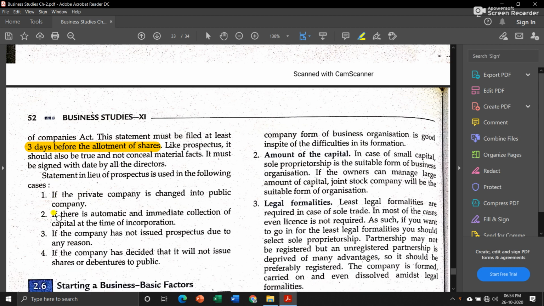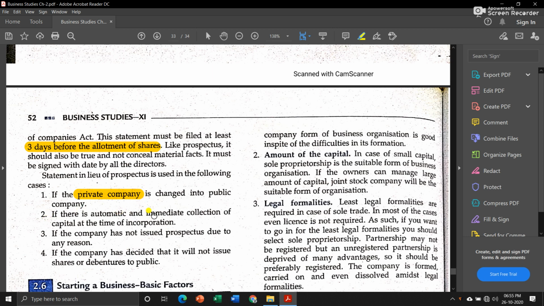Now, when is this statement used? If a private company is changed into a public company, obviously they can invite the public to subscribe to their shares. In that case, since earlier as a private company they hadn't made any prospectus, now after changing into a public company, they can prepare this statement in lieu of prospectus.